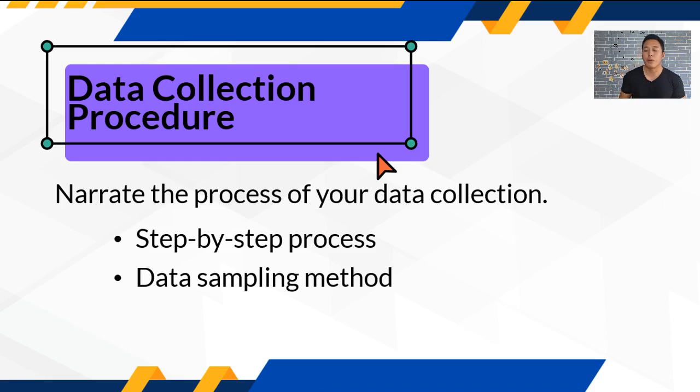You have to narrate, and also describe the data sampling method or technique that you use. For example, the researchers will choose the participants through random sampling, snowball sampling, and so on and so forth. Here you are going to describe, detail, and narrate the procedure, the process, and the steps that you are going to do to conduct or gather the data that you need in your study.